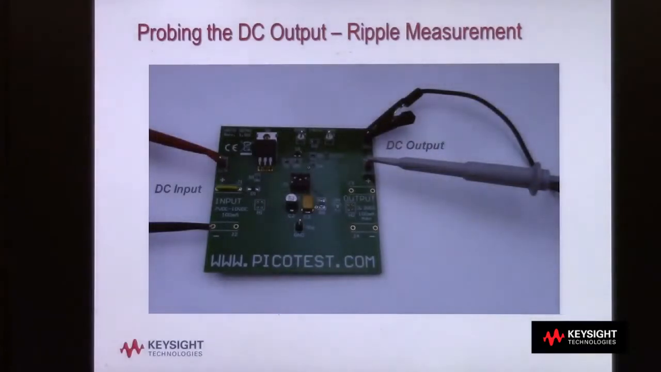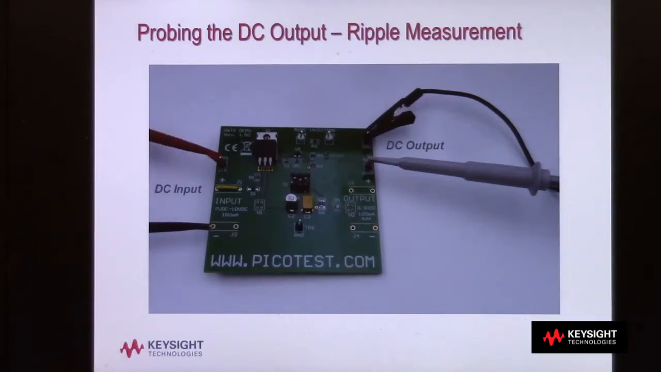For our demonstration, we'll be using a linear power supply evaluation board from PicoTest. The first task in making an output ripple measurement is to probe the DC output. This may sound simple, but there are some important things to consider in order to make this measurement as accurate as possible.